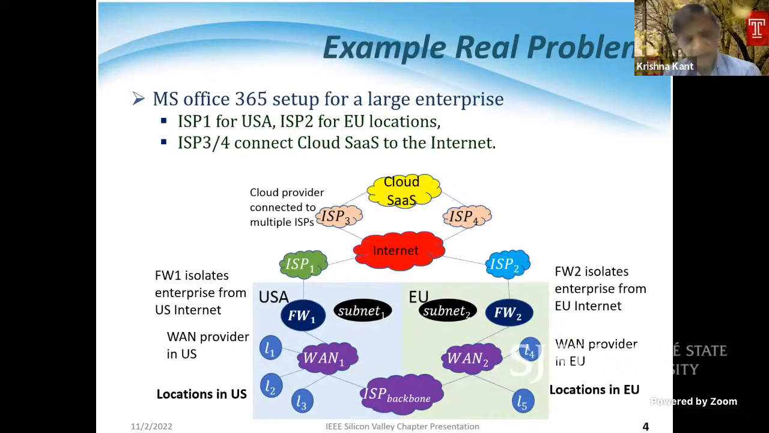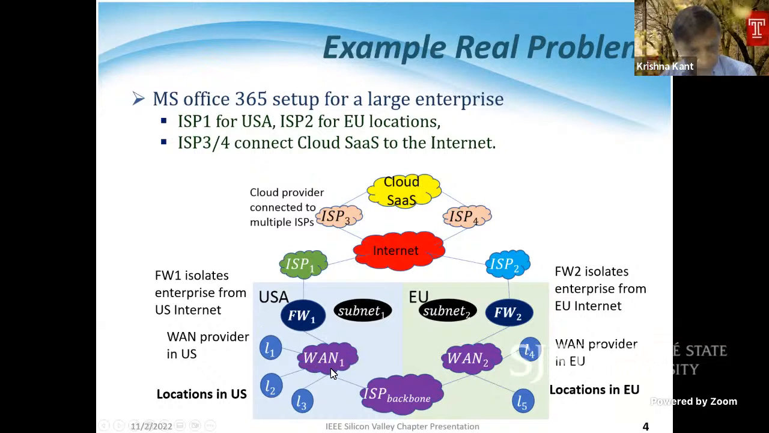So let me start out with giving a real-life example of a scenario which occurred due to a misconfiguration. And this had to do with the setup of Microsoft Office 365 for a large enterprise. And this large enterprise had multiple locations, both in USA and the European Union. So you see the picture here, and the picture shows a couple of locations. Of course, there were many more locations in US and a couple of locations in EU.